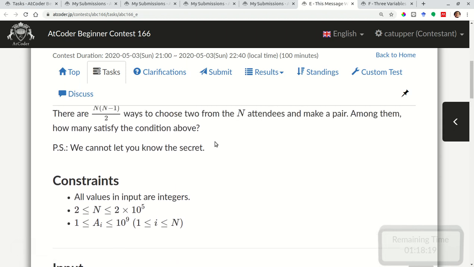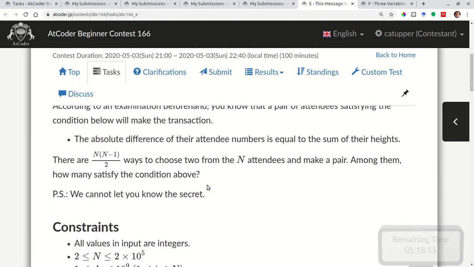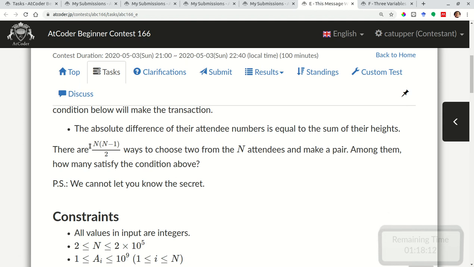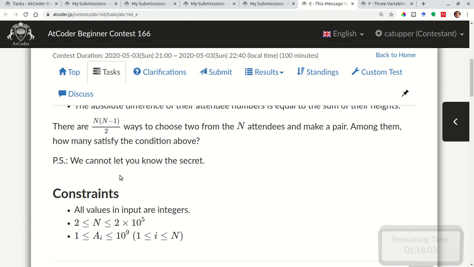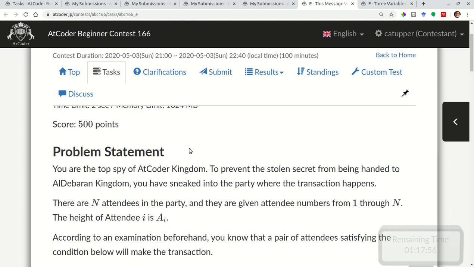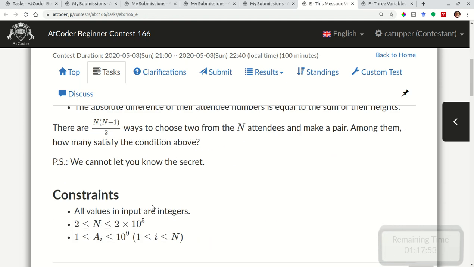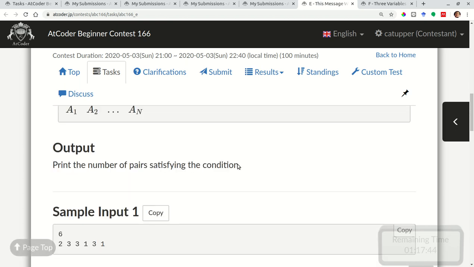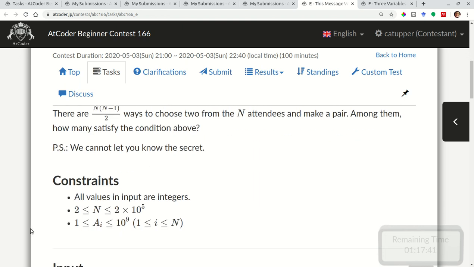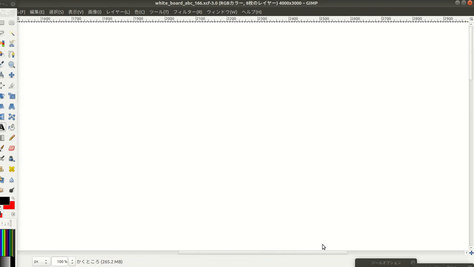So the easiest way is to test all pairs, but it takes N choose 2 times, and that's very large because N is up to 10 to the 5, so it takes about 10 to the 10 calculations to check all pairs, and it won't fit in 2 seconds. So I have to come up with a good algorithm. What can we do? In this case the condition is not so easy, so the best way is to write it as a formula.